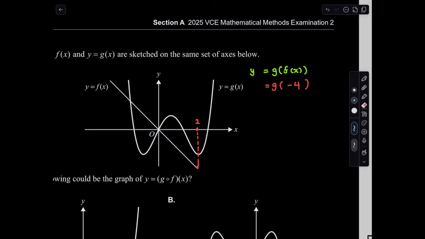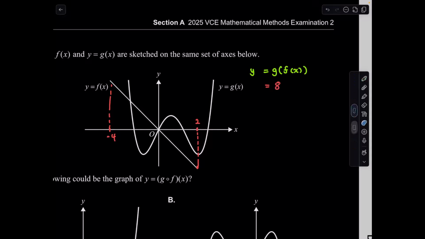Now, what is g of negative 4? g is this function here, and at negative 4 it's on the far end. And what's the y value? It's a very high positive number. Meaning that g of negative 4, I'm making it up of course, is something with positive values.